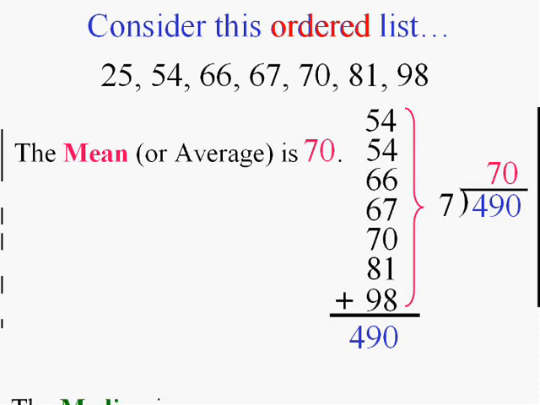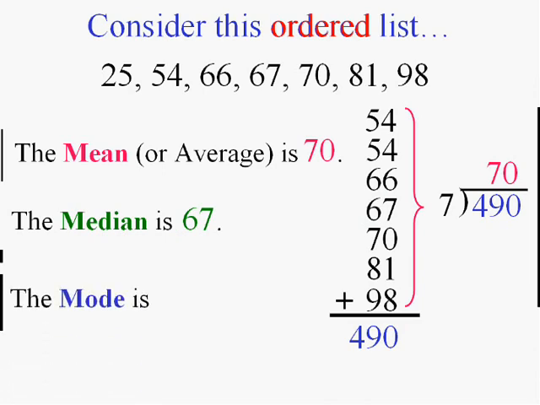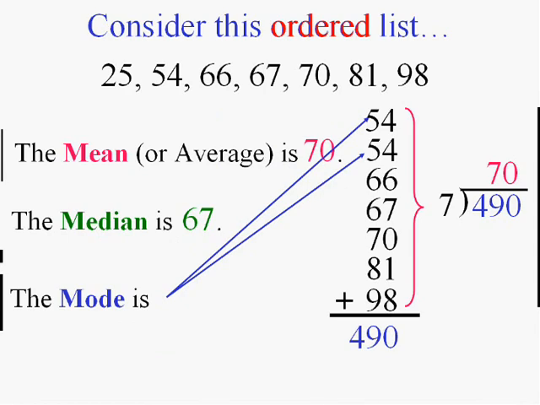It's 70. Now the median is going to be the number in the middle. I see right there in the middle, because they had to be in order first, is the number 67. So while the mean is 70, I hope you see the median is different. It's 67. The mode is going to be the value that has been chosen most often. I can see there are two 54s, so he definitely wins. 54 is the mode in this list.